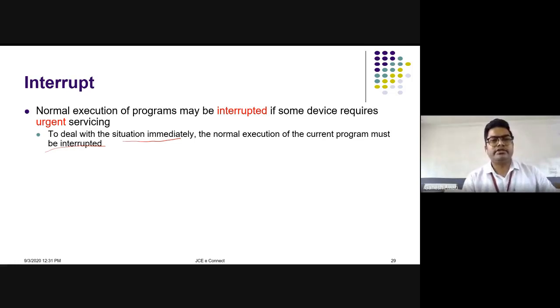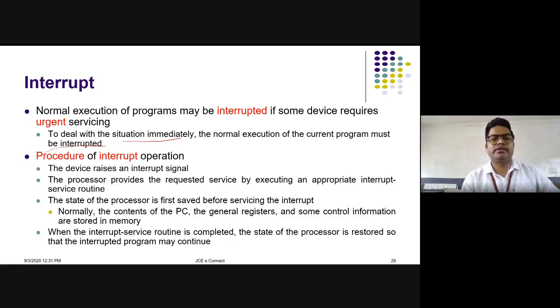So, the procedure of an interrupt operation. Basically, how do these interrupt operations work? The device raises an interrupt signal. So the interrupt signal comes first. The processor provides the requested service by executing an appropriate interrupt service routine. Every interrupt will have its own interrupt service routine, written in a program. The processor will automatically execute that if that particular interrupt comes.